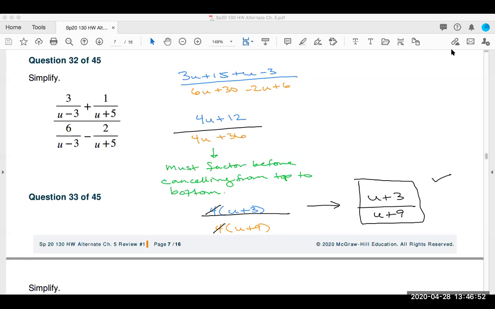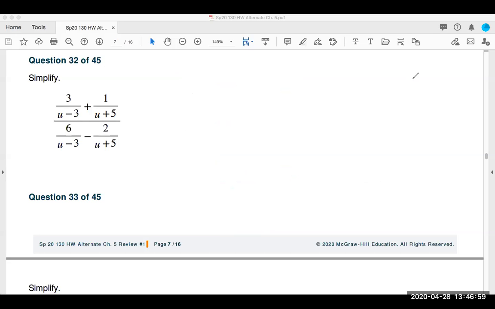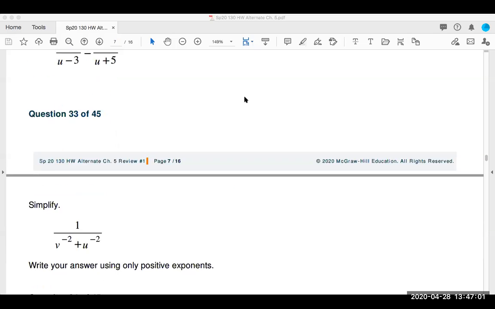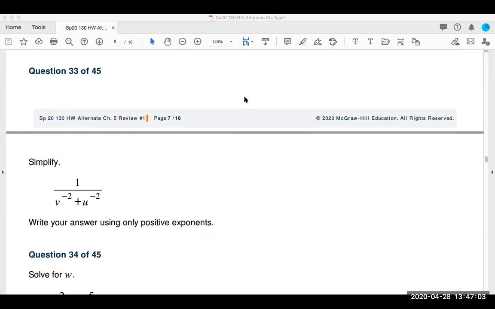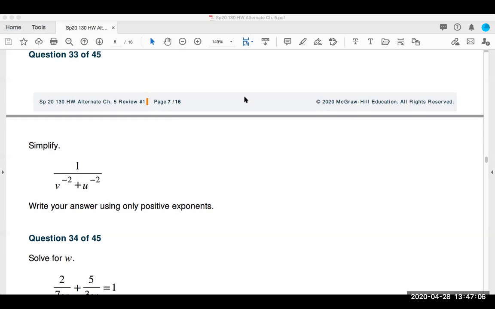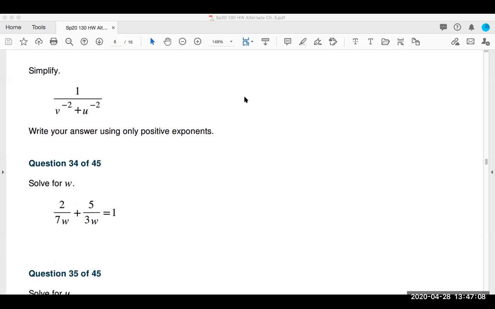All right, so save this. I'm going to clear it out, move on to the next one. Next one's number 33. I'm going to move it down here. So for this one, you're going to have to change these negative exponents into positive ones, and you need to do that remembering that you can make fractions out of this.